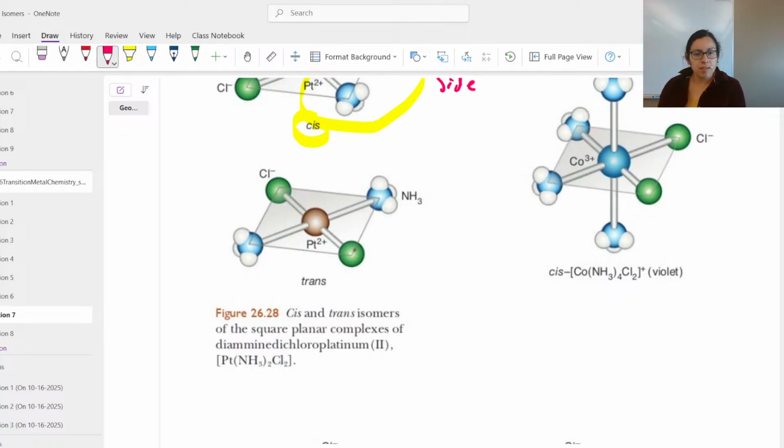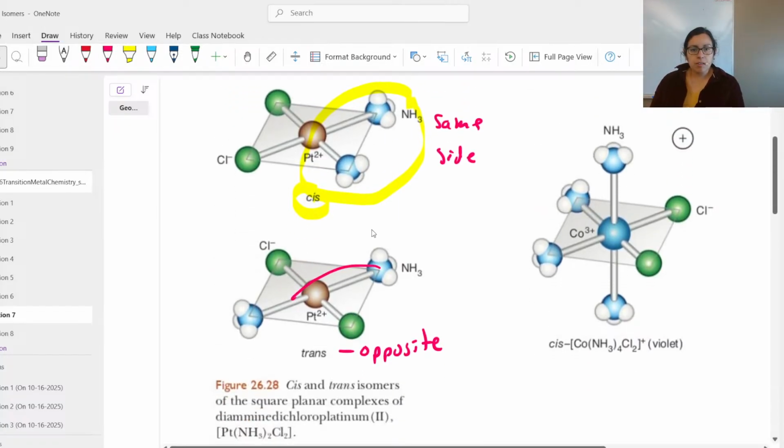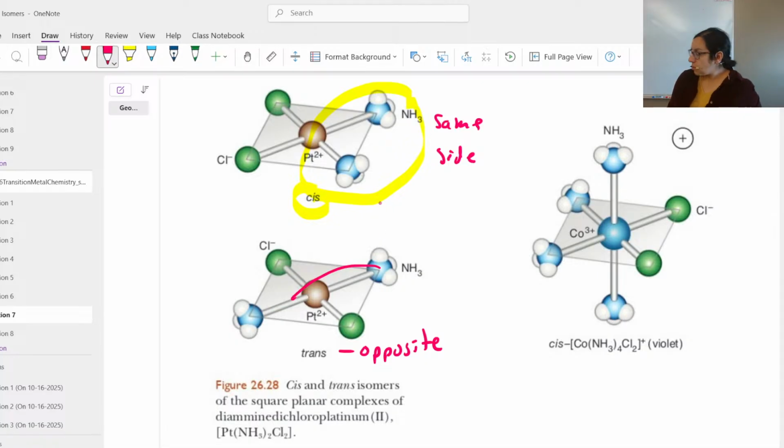compared to the trans isomer, where the same groups are on opposite sides. Oh, let me turn my boiling down just a hair. So trans is opposite. This is pretty significant, these two differences, so you would be able to tell the difference between these two. We'll get into how.